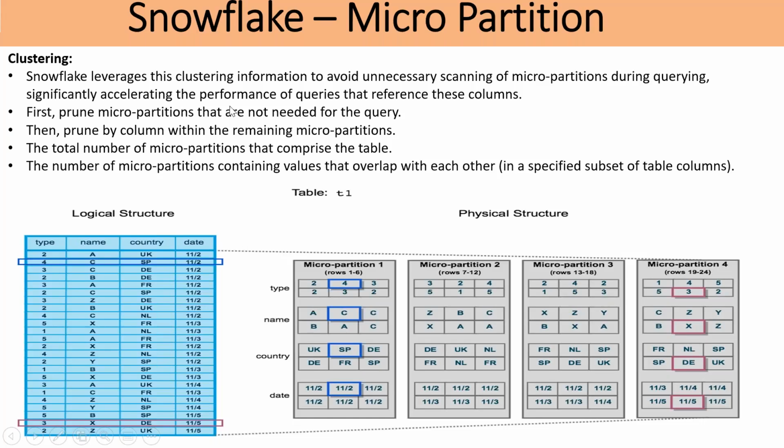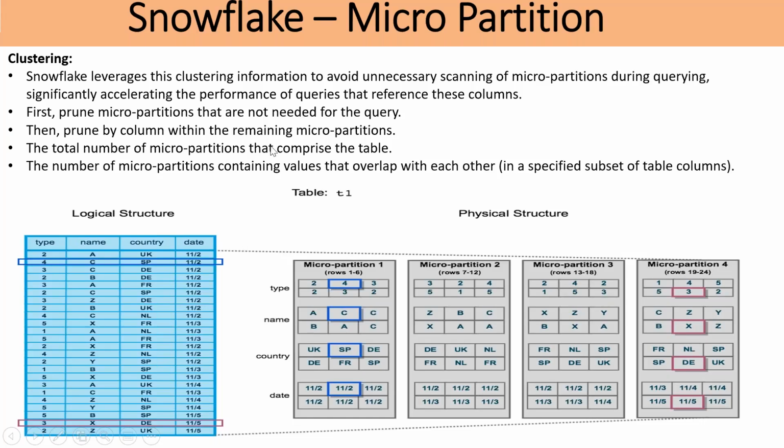First, prune micro partitions that are not needed for the query, then prune by column within the remaining micro partitions. Once it identifies the micro partitions that you need, then it prunes by column. That means it checks which particular columns you don't need and omits them.